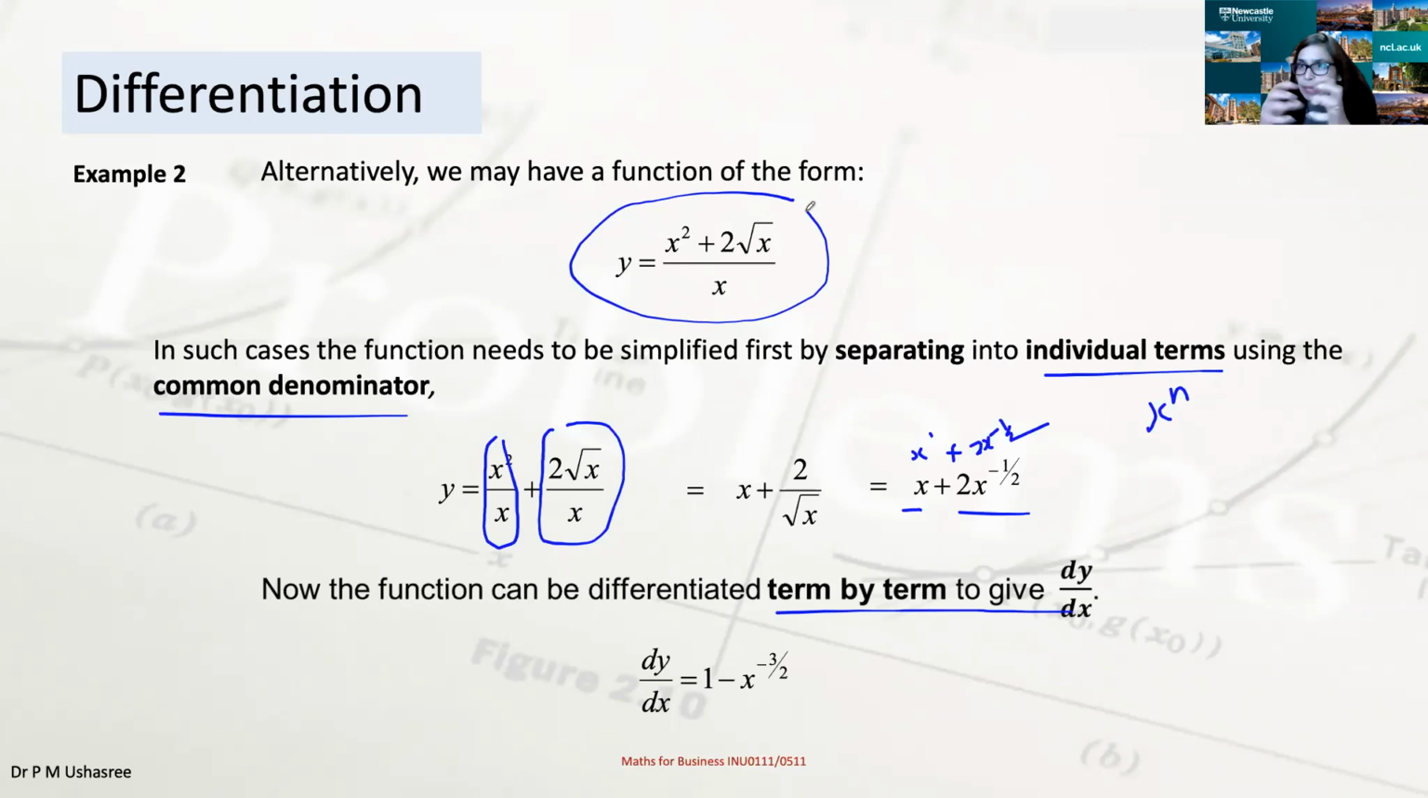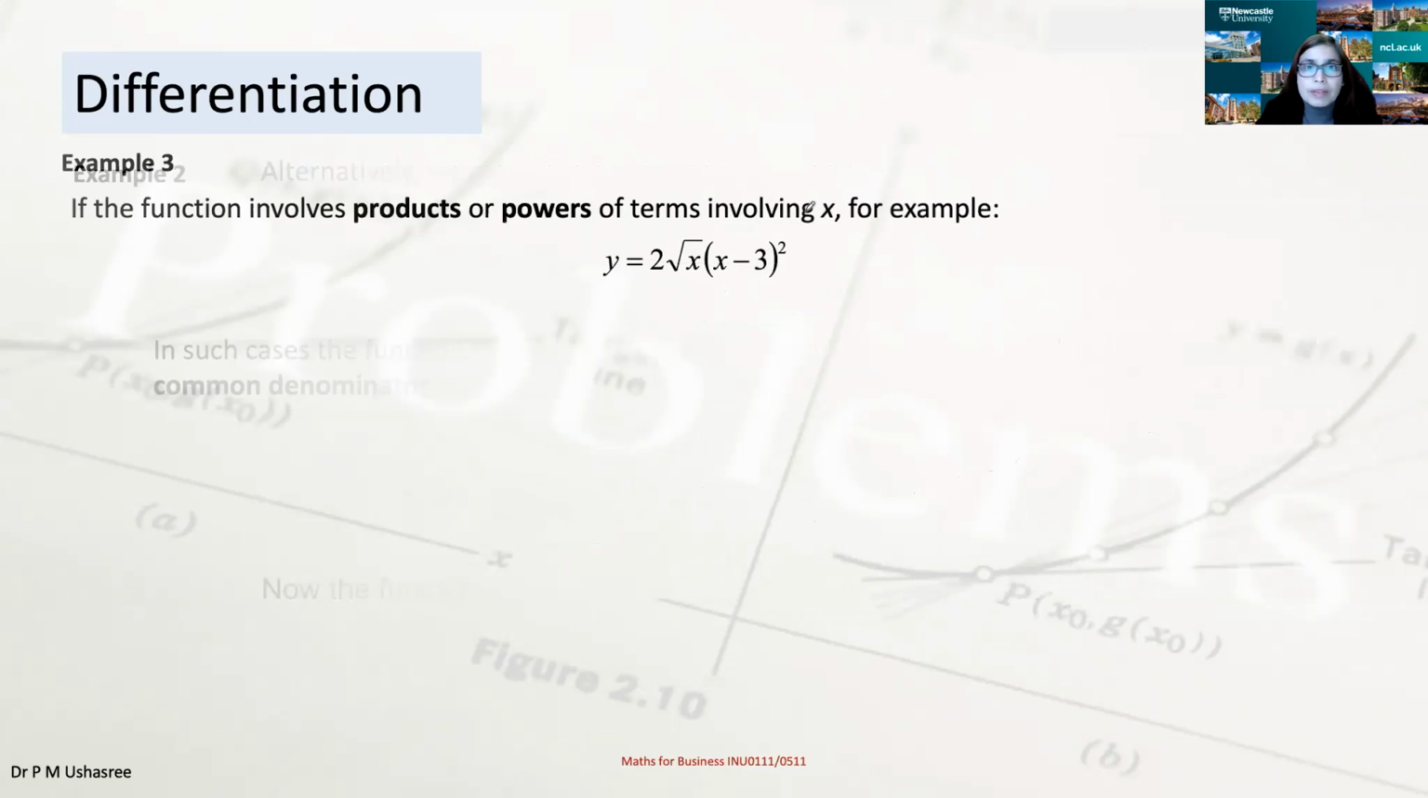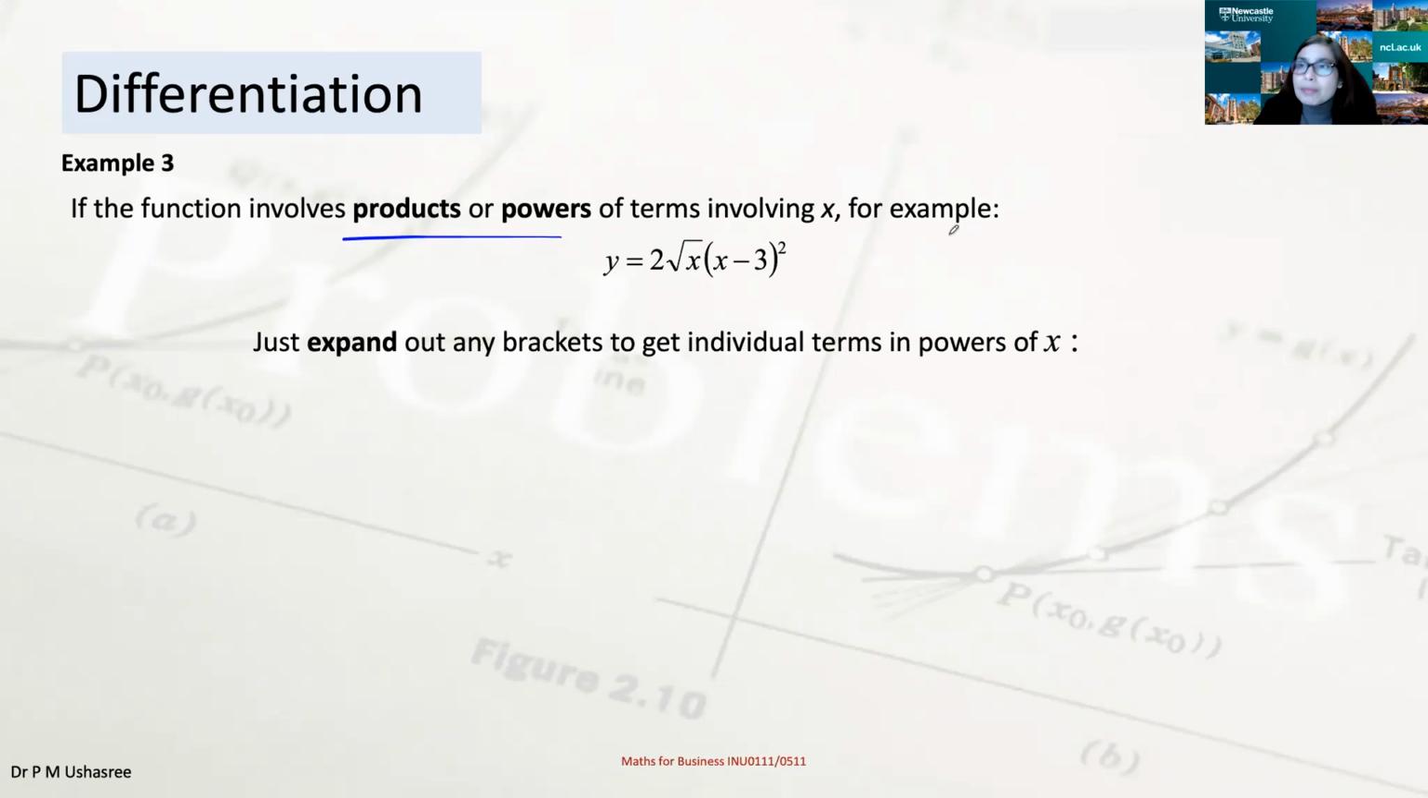How about when they are multiplied, product form? That's our next example. Or products or powers, something like that. When you see a bracket, what do you do? Get rid of the bracket, remove the bracket. Simplify it. So you expand it, then remove the bracket, because you have a power here. If you have a power, expand the bracket and bring it to this form.